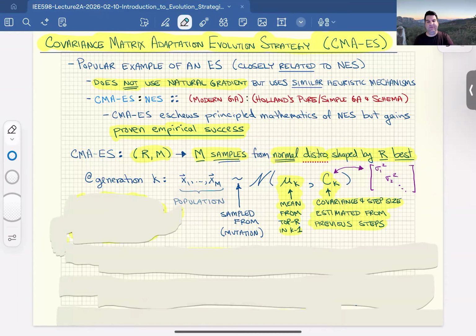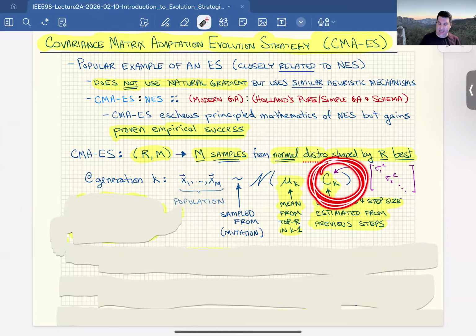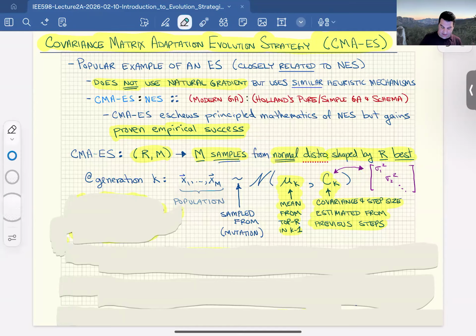This is information from the previous generation, but it's also information about what directions have been successful in the past several generations. So behind the scenes, CMA-ES is keeping track of historical data, and it's using that to enhance the shape of this covariance matrix to help us guarantee that we're going to be sampling in productive directions. So what does that look like?